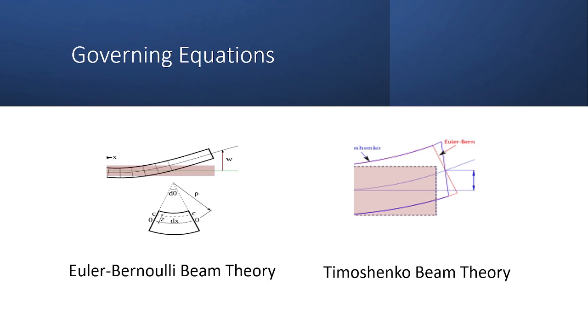The Euler-Bernoulli beam theory assumes that the beam is slender and the cross-section of the beam is not distorted during deformation. This theory is suitable for beams with a high length to thickness ratio and small transverse deflections. The Timoshenko beam theory considers the shear deformation of the beam and is more appropriate for beams with low length to thickness ratios and large transverse deflections.